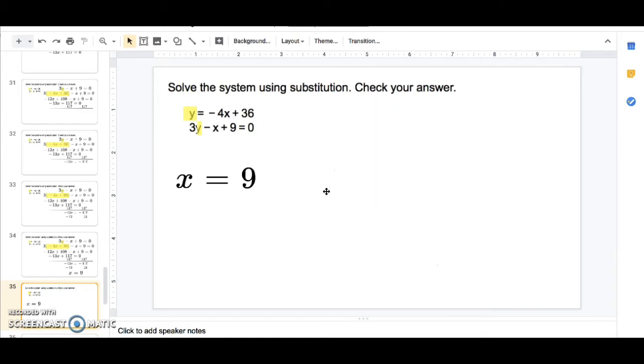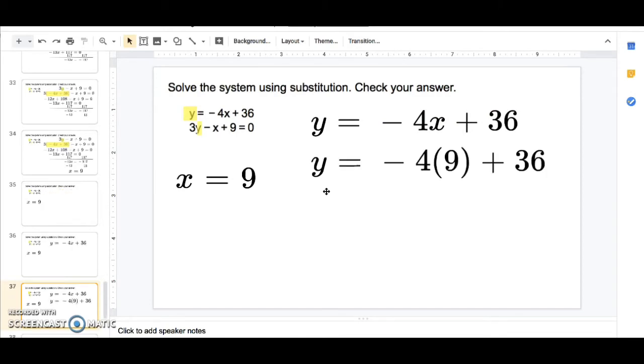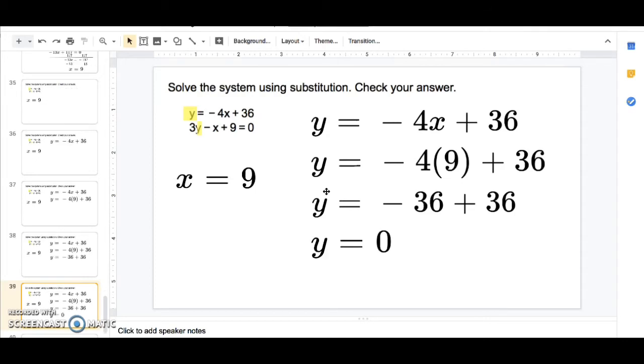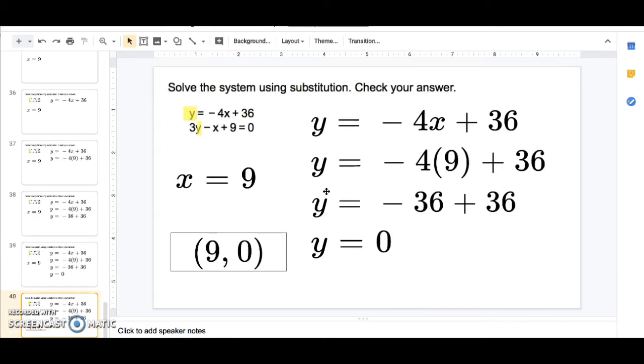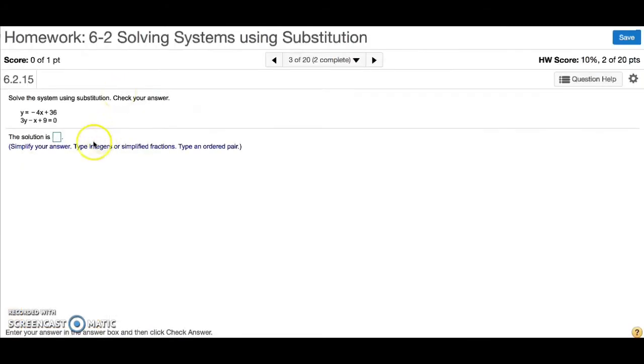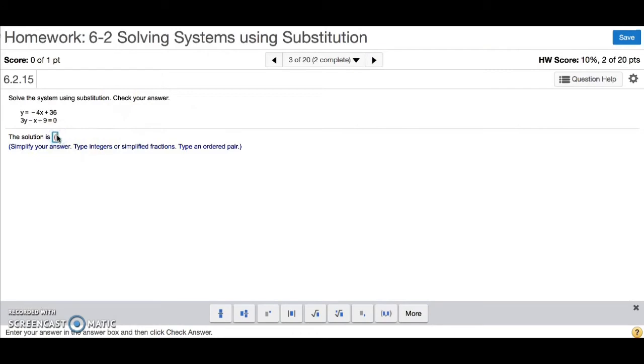Okay, so now we've got to take that 9 and substitute it into the first equation to find what y is. So take out the x and replace it with 9. So we have negative 4 times 9, which is negative 36. Negative 36 plus positive 36 gives us 0. So now x is 9, y is 0, so my ordered pair will be 9, 0. So put that in parentheses.